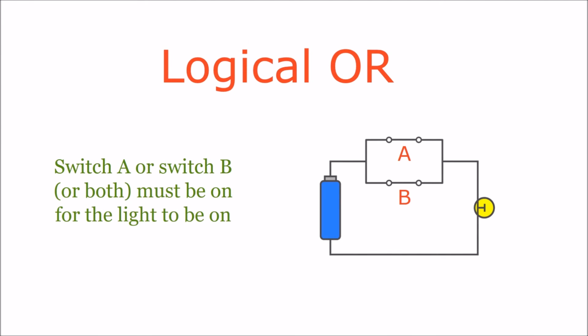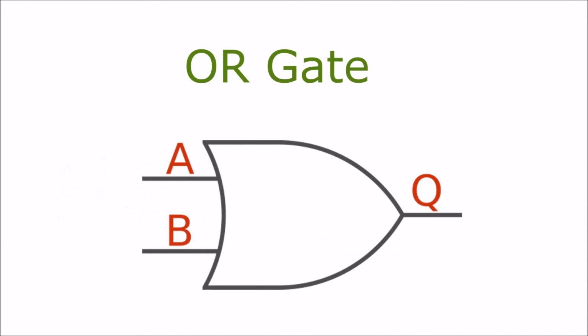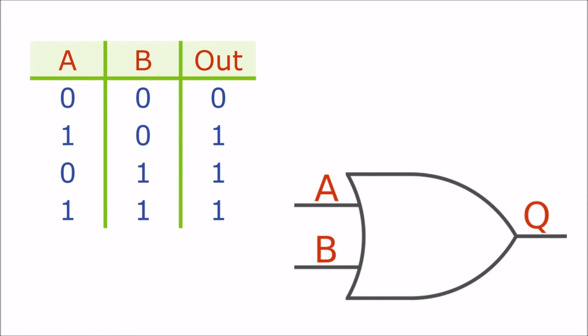We call this an OR circuit because it requires either switch A or switch B to be on for the light to be on. Here's the symbol for an OR gate. It has two inputs, A and B, and one output. The inputs of the gate can take values 0 or 1. The truth table for this gate is exactly the same as before.